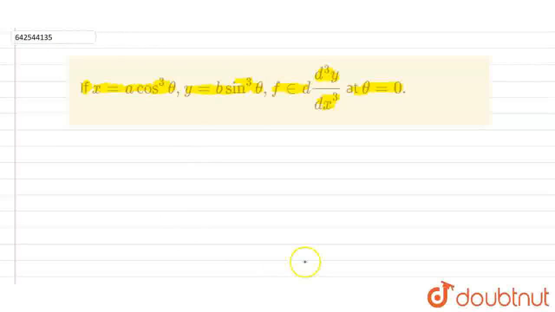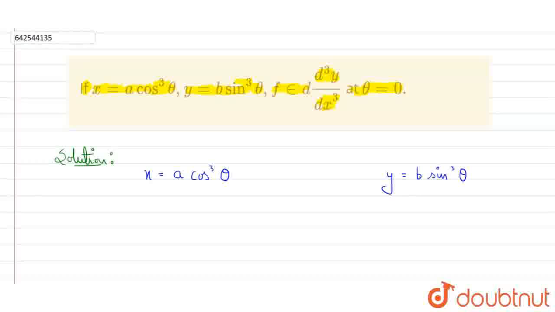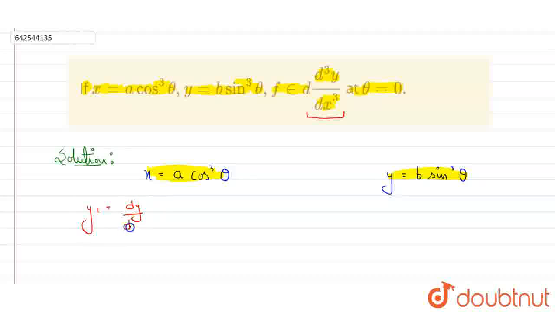Okay, so these are the two equations that are given to us in the question, that is x is equal to a cos cube theta, y equal to b sin cube theta. So we have to find the triple derivative. Okay, so first derivative, what we will find? First derivative, which is equal to dy upon dx. We know this is a derivative, so dy by dx means first we will differentiate this and write it in the numerator, and similarly for this we'll write it in the denominator. So y1 equals dy, means this one.